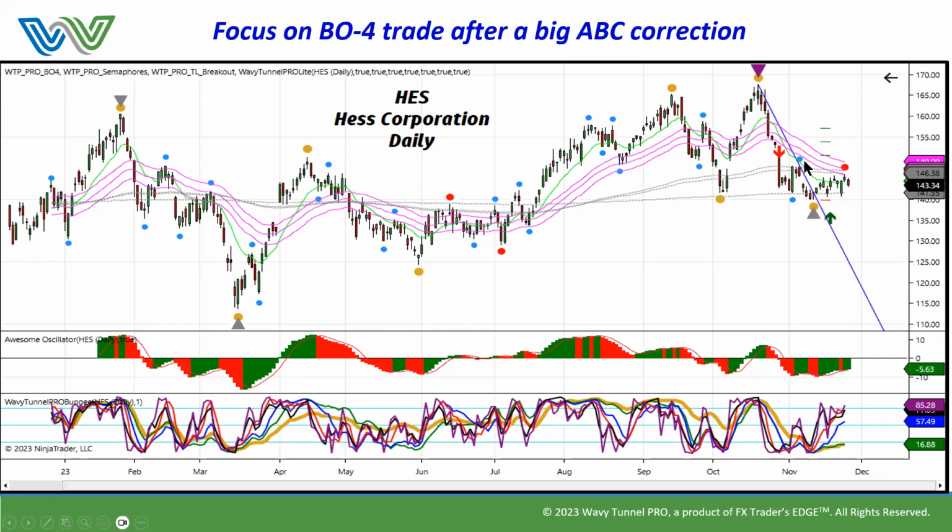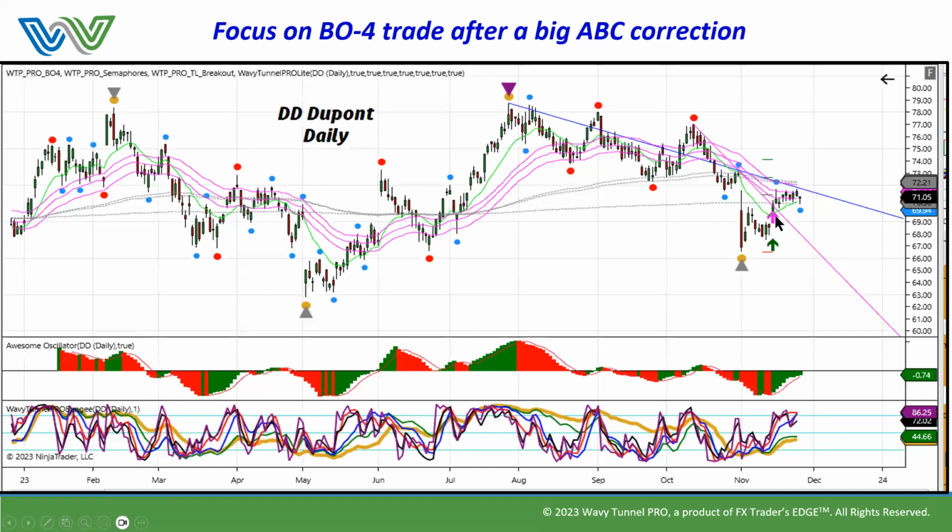Now, is this strategy foolproof? Absolutely not. But does it work like 80% of the time? It does. And there are so many stocks, so you do want to factor in other things, like looking at the sectors and seeing which sectors are performing well. You don't only have to use this and just buy everything that you see. And so that's Hess. Here's another one.